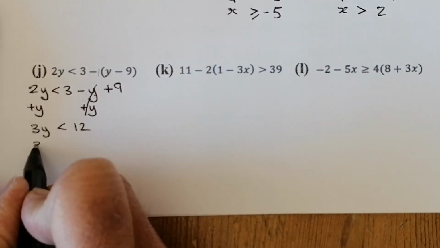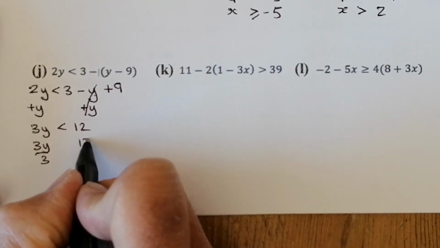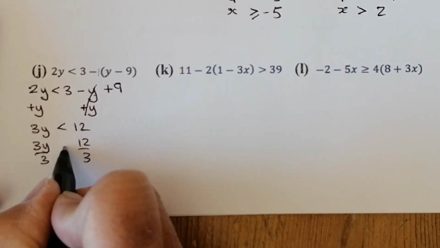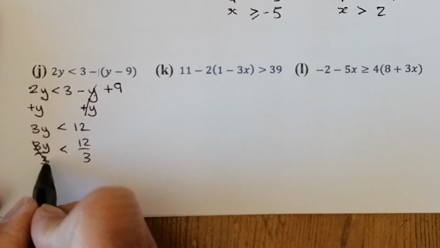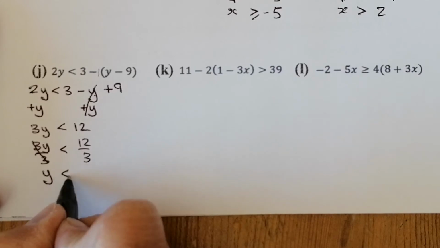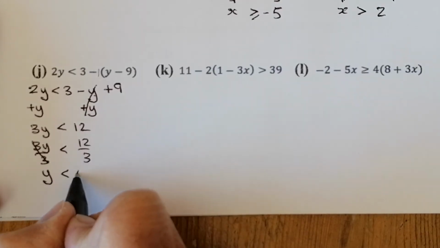So I'll divide this side here by 3, divide this side by 3. It's a positive number, so the sign stays as it is. That gets eliminated, so y is less than 3 into 12 goes 4.